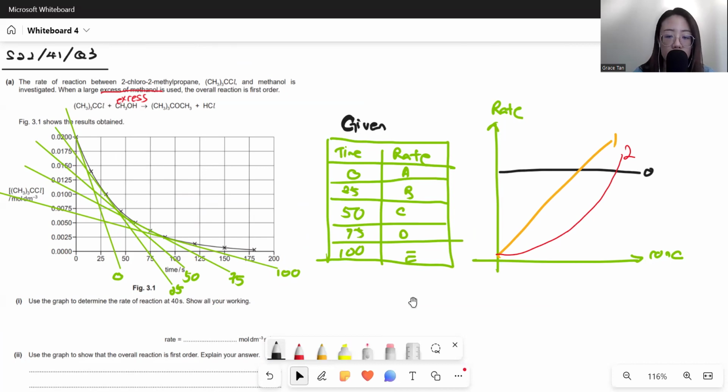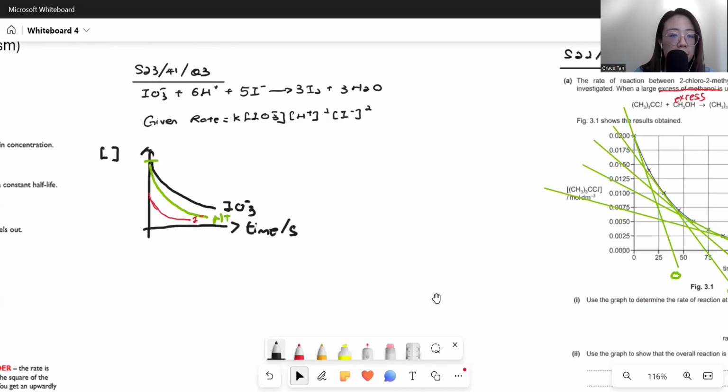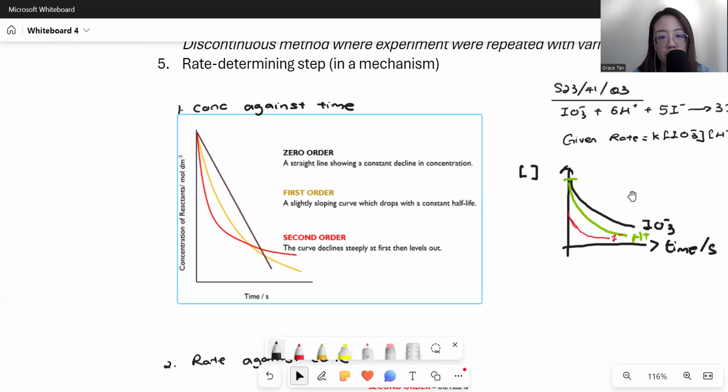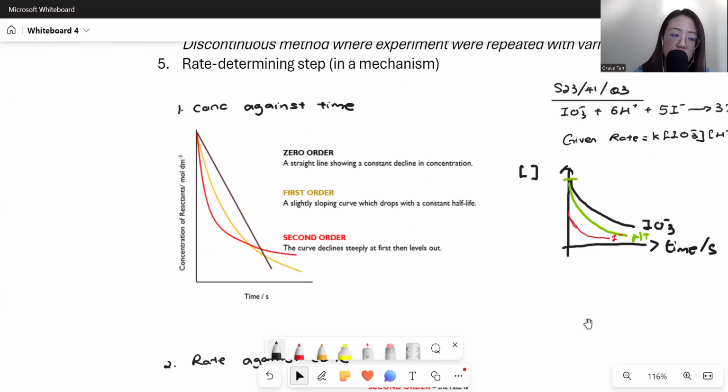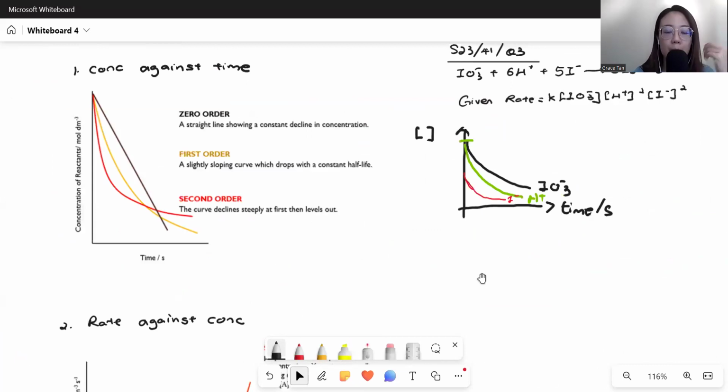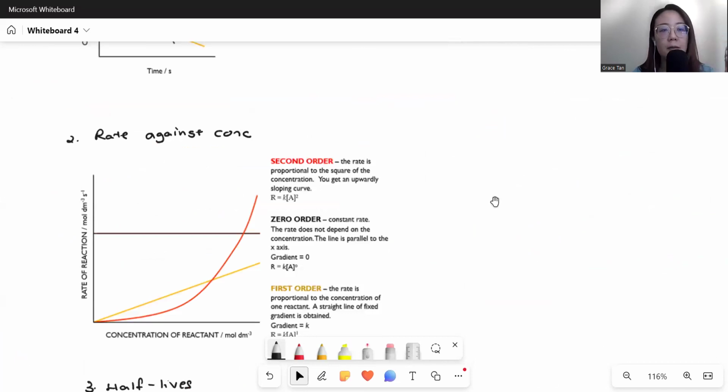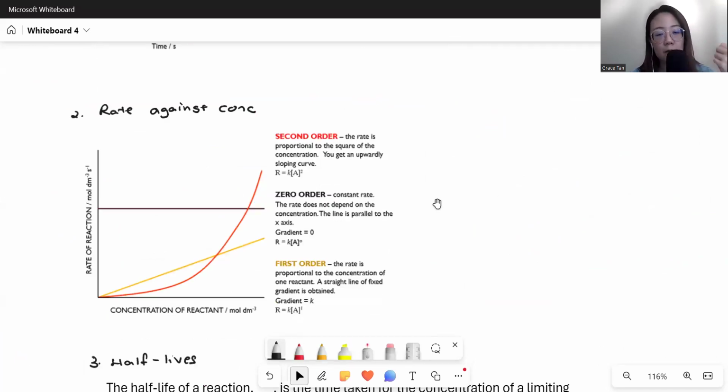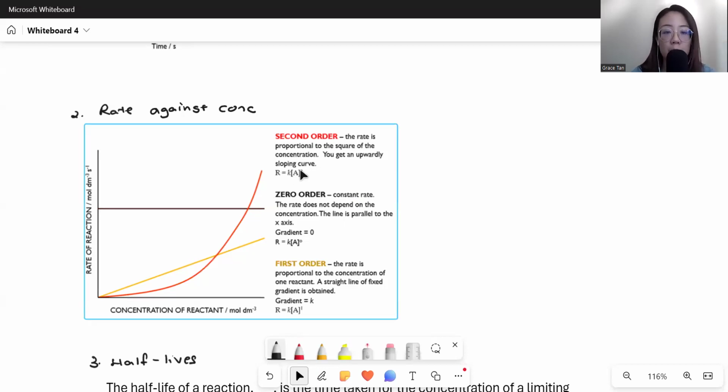You look at the line for the concentration against time. But the downside about this method is when you come out with a curve, you don't know whether it is first or second order. And if you are caught with a curved line, you may have to go and plot the second graph, which is rate against concentration. Then based on the line pattern, you will know whether it is a first, second, or 0 order reaction. Now 0, first, or second order means that the concentration is to the power of 0, 1, or 2 with respect to that particular reactant.